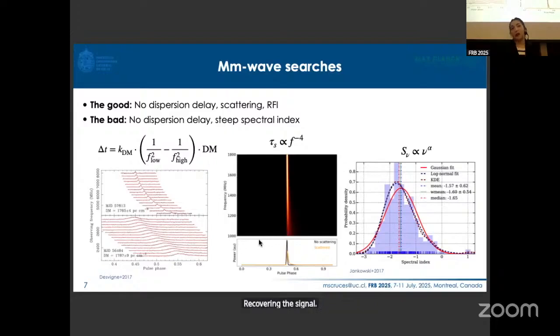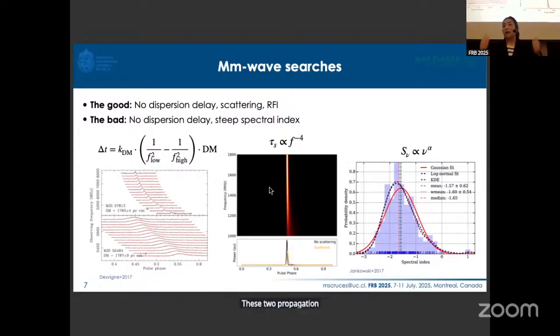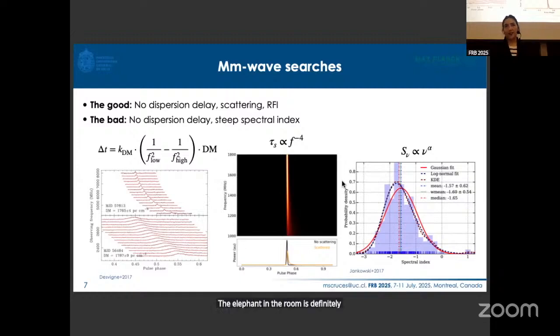Scattering as well, you are less affected by scattering if you go higher in frequency, so these two propagation effects already give you a big plus to want to go to millimeter waves in the Galactic Center. The elephant in the room is definitely the spectral index, which definitely prevents us from detecting many sources in the Galactic Center. But anyway, there should be a tail to this distribution that we should be able to detect.